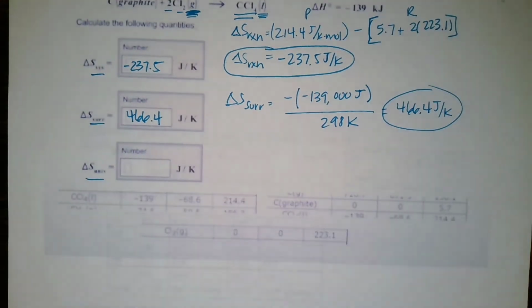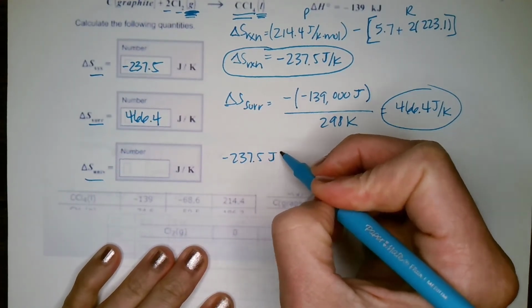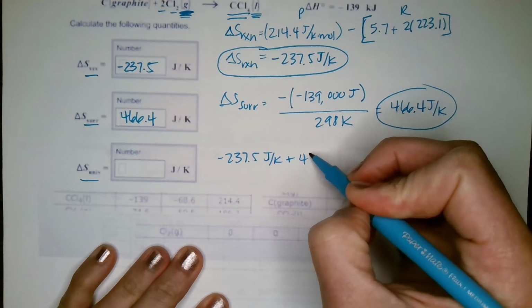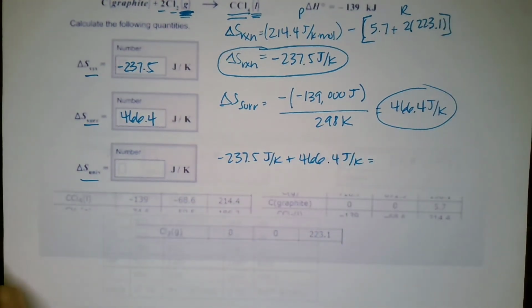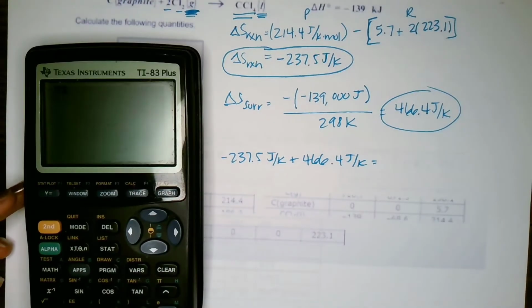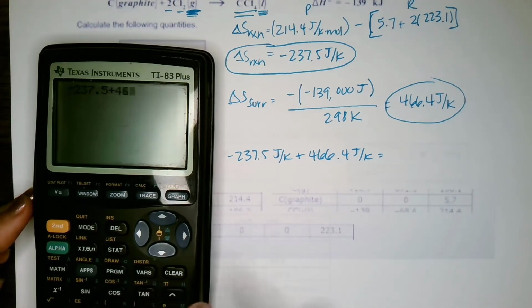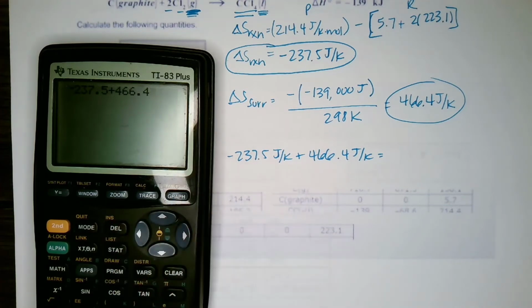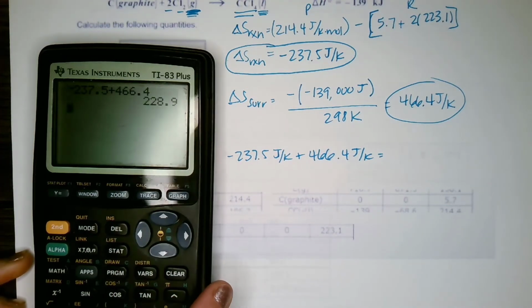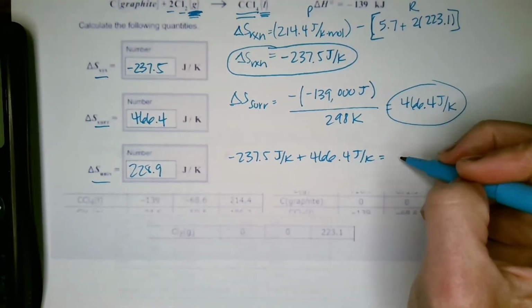And then to find our delta S for the universe, we're just going to sum the two together. So negative 237.5 joules per Kelvin plus 466.4 joules per Kelvin. And we get a grand total of negative 237.5 plus 466.4, 228.9. So that's a positive value.